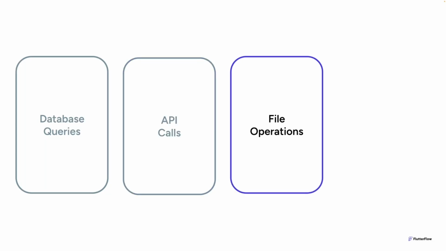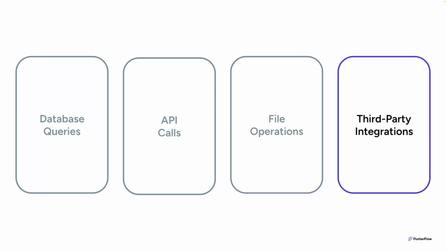Then there is file operations. Say your app needs to generate and download a PDF invoice. Managing file reading or writing operations is crucial here, as it requires time to complete. And finally, third-party integration. Think about incorporating an external analytics package to track user behavior.